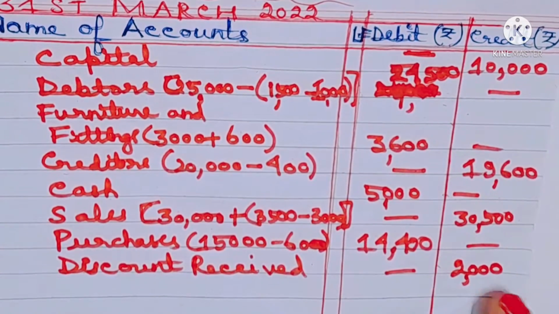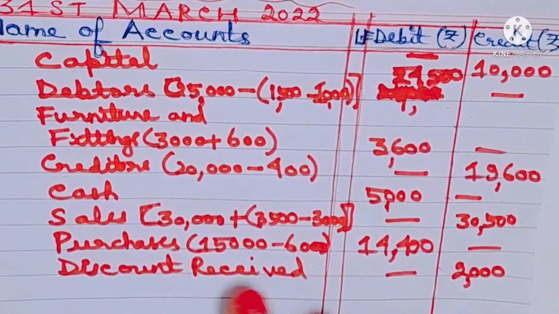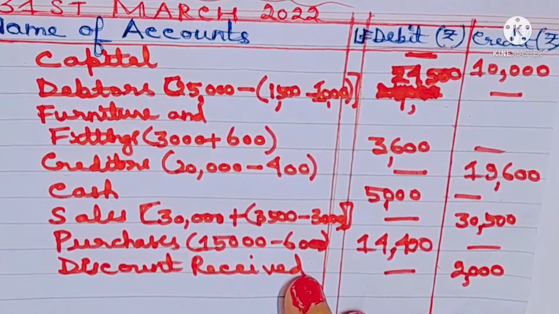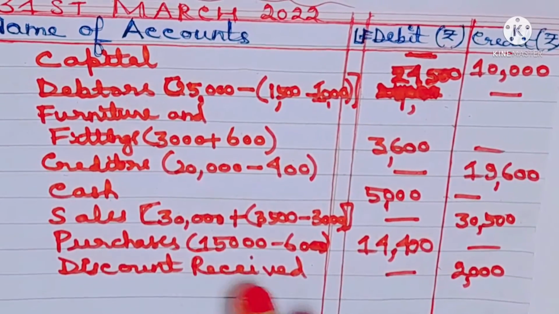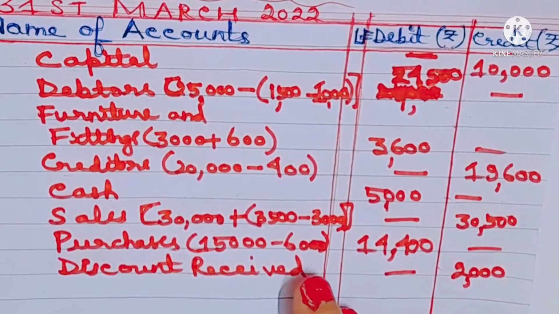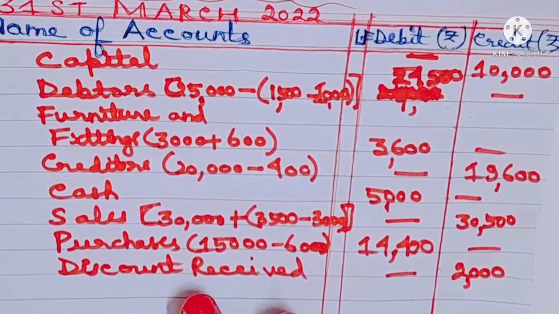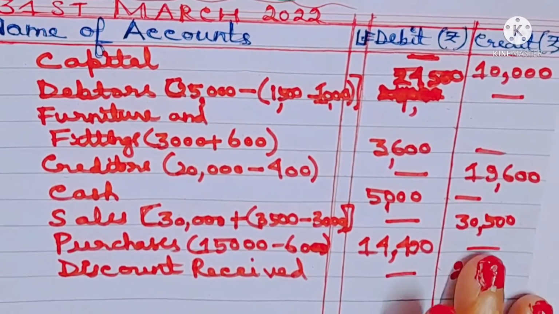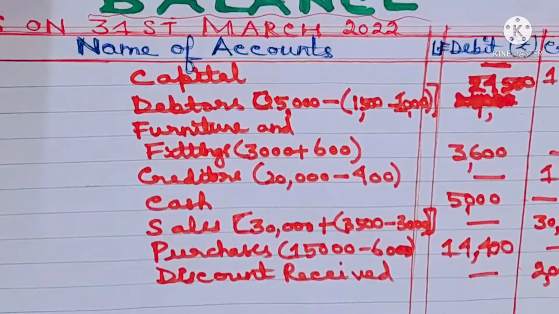Why is discount received credit? Because discount received falls under nominal account. According to nominal account, all incomes and gains are credited. Here, discount received is an income for the business. So, discount received will be credited. Understood? Now, let's go through the adjustment.